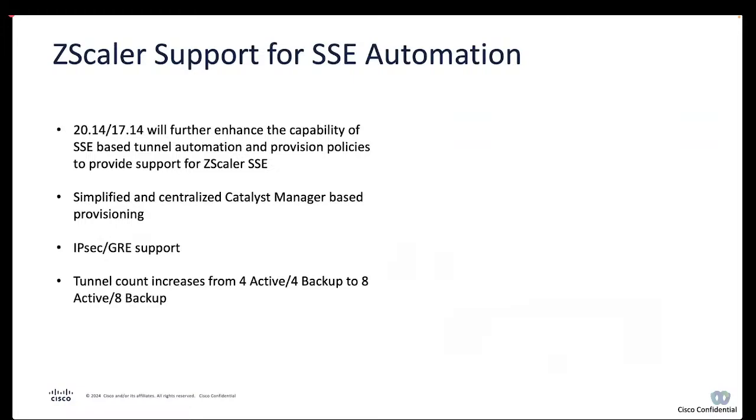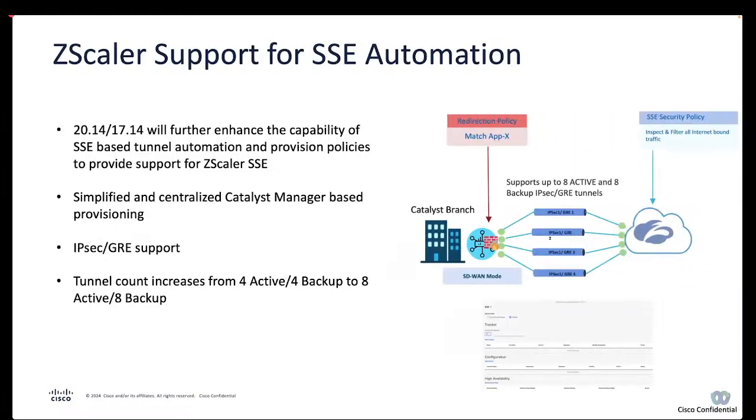All right, so this is the last feature from the security section and from the presentation as well. This is more on the automation that we have added for Zscaler, which is for your SSE. From software releases 20.12 and 20.13, we introduced the new simplified and centralized controller-based method for automating and provisioning the SSE tunnel for your direct internet access use cases, right? And this was only supported for Cisco Secure Access, right? With this release, we have added support for Zscaler as well.